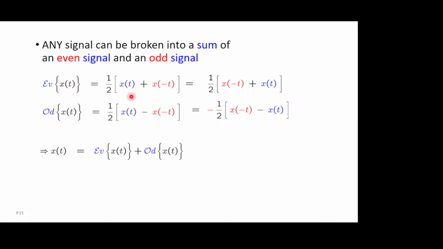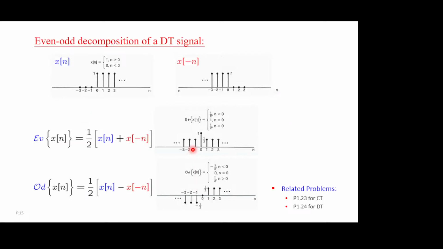And the cool thing is you add those two things together. So you add those two lines together. Then you find out that you go back to x of t, because the plus x of minus t and the minus x of minus t just cancel out. So you can always write your signal as a linear combination of even part and the odd part. Okay, and that's pretty cool. So here's the picture that gives you some intuition about the decomposition.